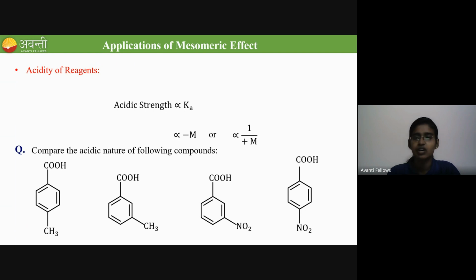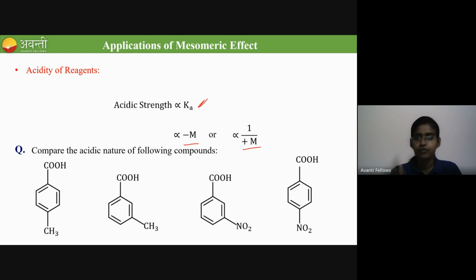Leave the Ka value. We don't have a Ka value in this question, but we have minus M group and plus M group. Can you guess which is more acidic? Acidic strength is directly proportional to minus M group. So the compound which has the minus M group is more acidic in nature. Yes, Anjana Sri. Very good. It is compound 4.